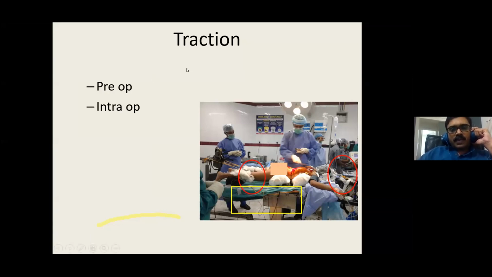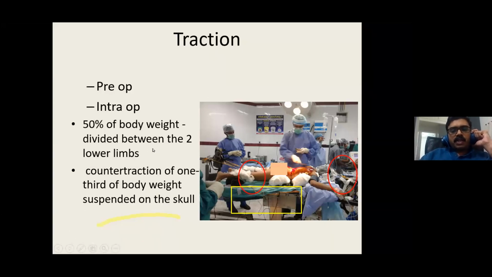Another strategy that we use in many of our cases of rigid scoliosis is traction. This is our setup, how we use the traction. The patient is on the bolster, and we put the lower femoral pins, Steinmann pins, and use the same fracture table that we use for giving traction. And on the head, we apply the skull tongs.